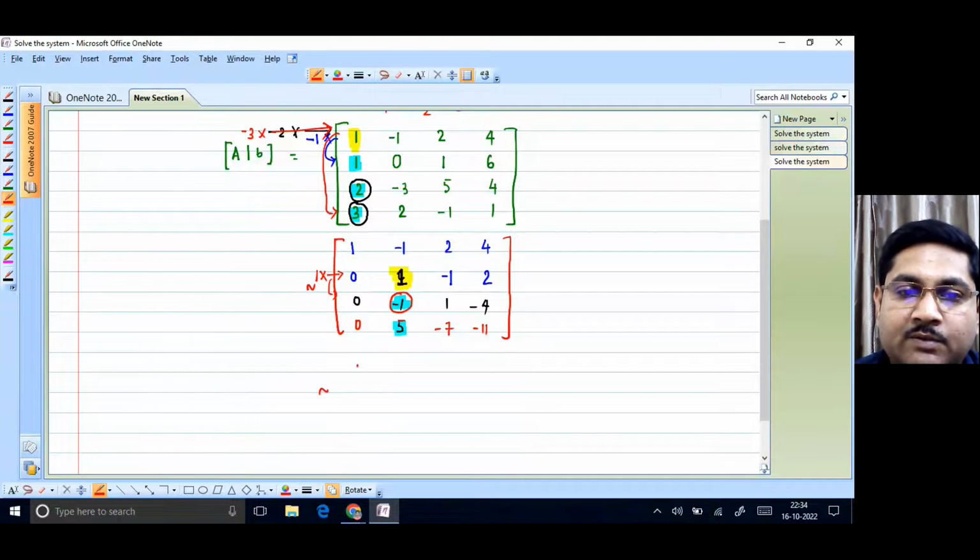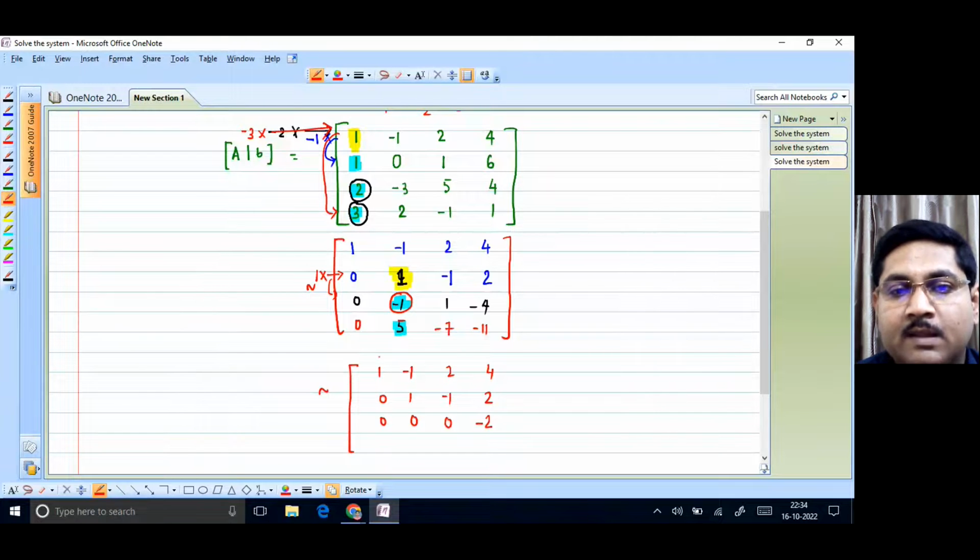So what I am going to get, I am writing simultaneously: 1, minus 1, 2, 4, 0, 1, minus 1, 2, and then I am simply adding. So 0 plus 0 is 0. 1 minus 1 is 0, minus 1 plus 1 is 0, 2 minus 4 is minus 2.